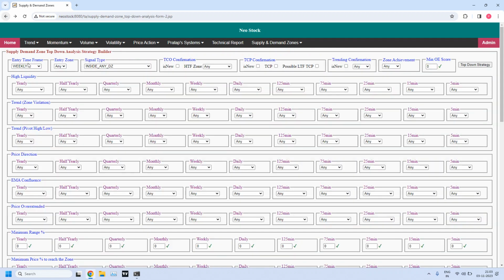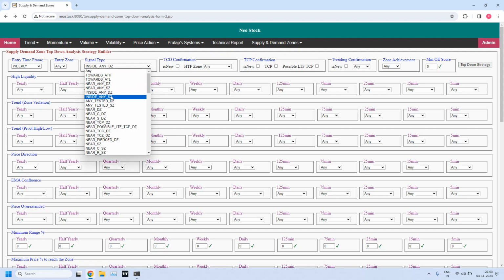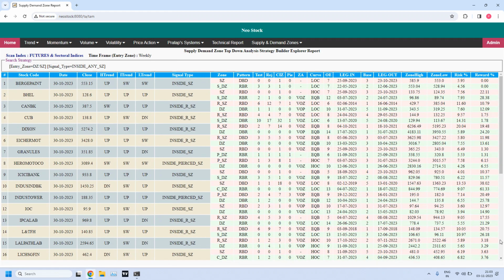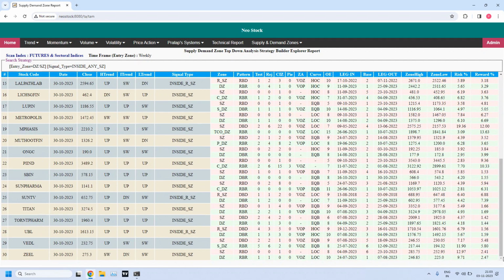Let's go back. Entry time frame is weekly. Let us find the stocks where price closed inside the weekly supply zone. So this is the filtered list. Total 30 stocks are closed inside the weekly supply zone. So let's go back.